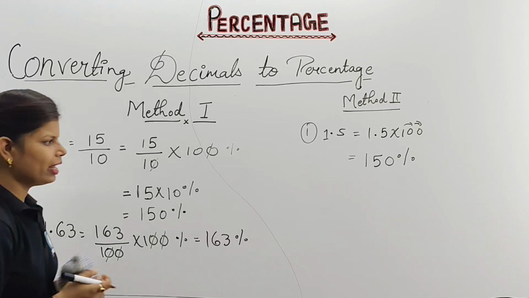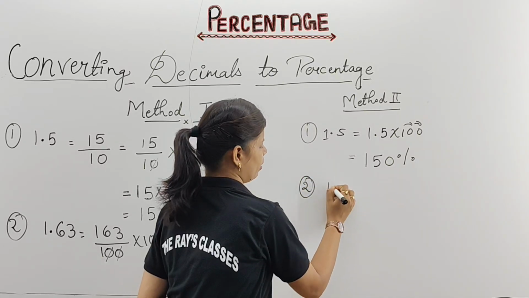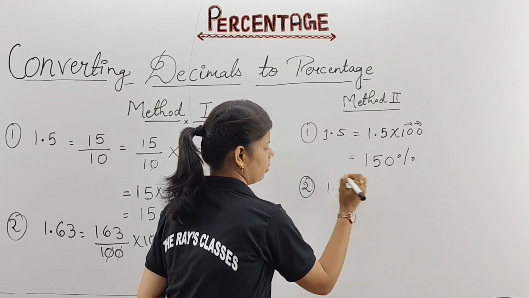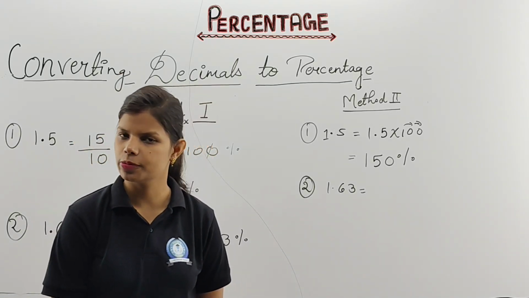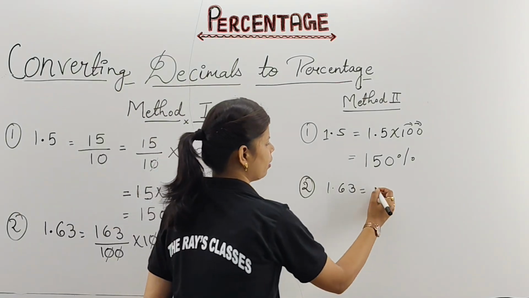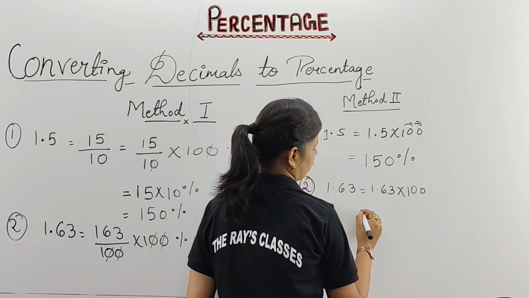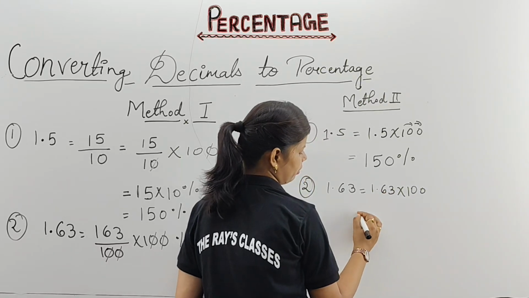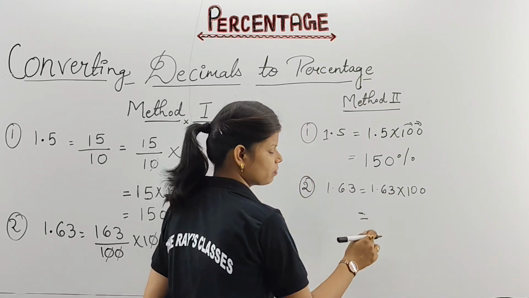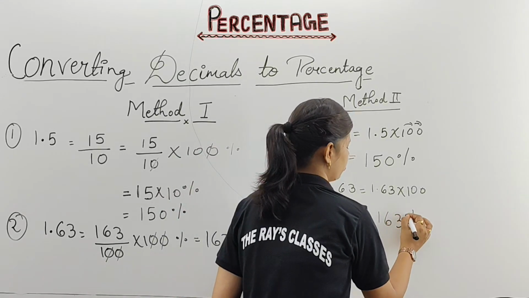Clear? Now the next method that I have taught you: here you have to write 1.63. Simply if you convert that number, you will get 163%. I hope you understand. So what do I have to do? You have to multiply 1.63 by 100. Now, just after the decimal, we are having how many digits? We are having 2 digits. So directly you can replace as well, and then you will get the answer 163%.